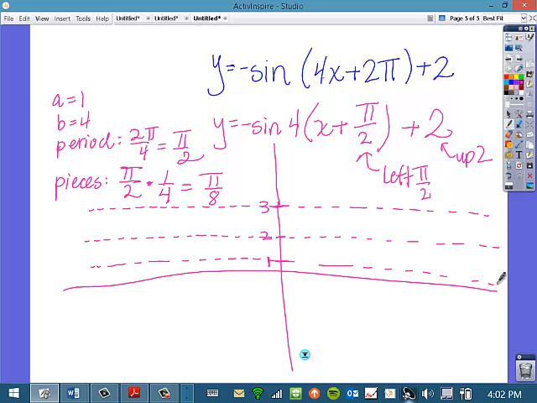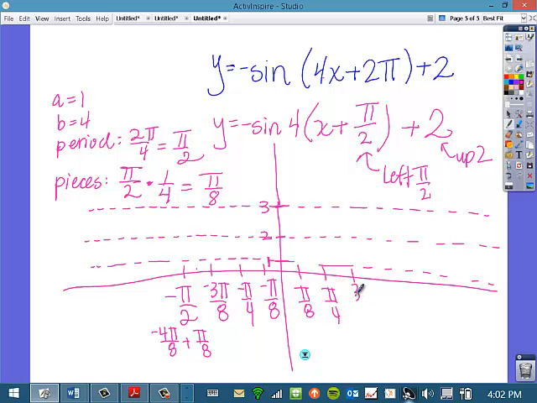Alright, then we're shifting it to the left pi over 2, so I'm going to put this right here at negative pi over 2. I'm going to add pi over 8 to each piece. So I'm going to leave this as negative 4 pi over 8 plus pi over 8, because I'm going to the right pi over 8. Each piece is pi over 8, so this will be at negative 3 pi over 8. Then I get negative 2 pi over 8, which is negative pi over 4. And then one more will put you at negative pi over 8, and then at 0, so that's one period. And then we do pi over 8, then 2 pi over 8, which is pi over 4, then 3 pi over 8, and then 4 pi over 8, which is pi over 2.